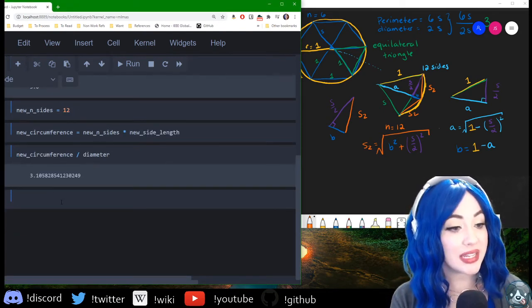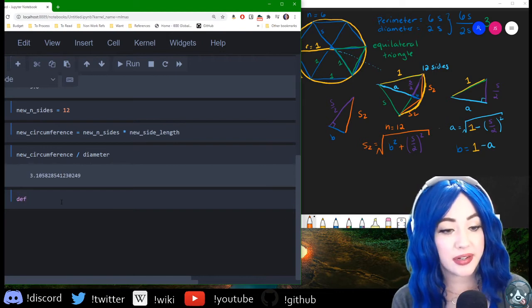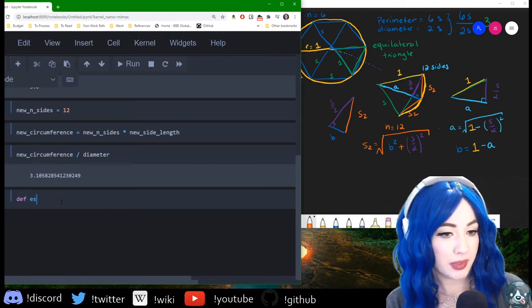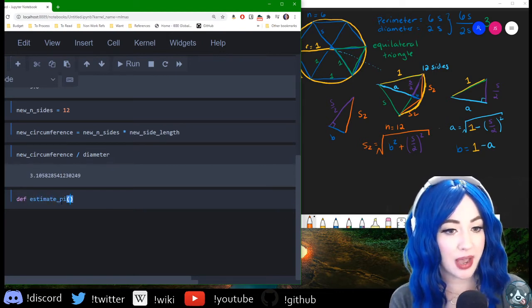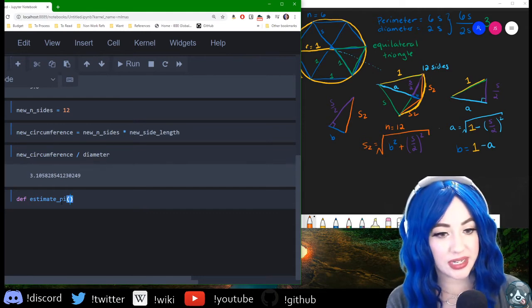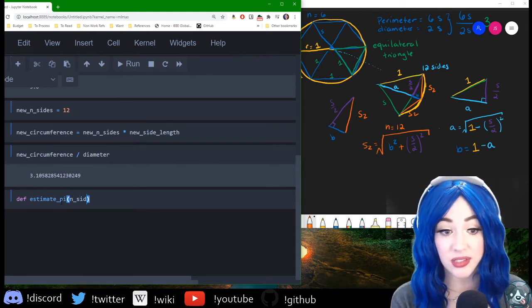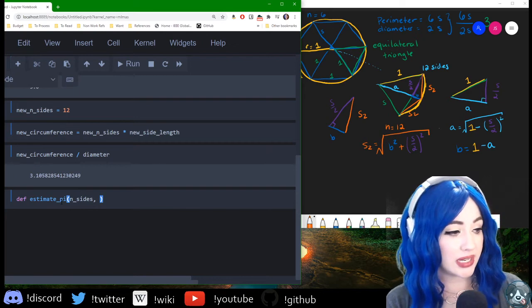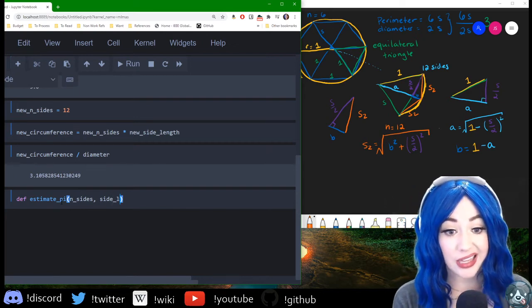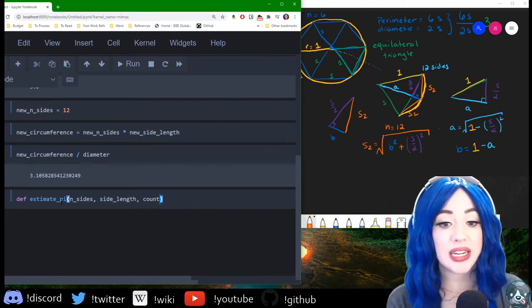All right, so let's create a new function, a new pattern, right? We want to estimate pi. And so what do we need? We need the number of sides to start with. We need the side length. And we're going to need a counter.